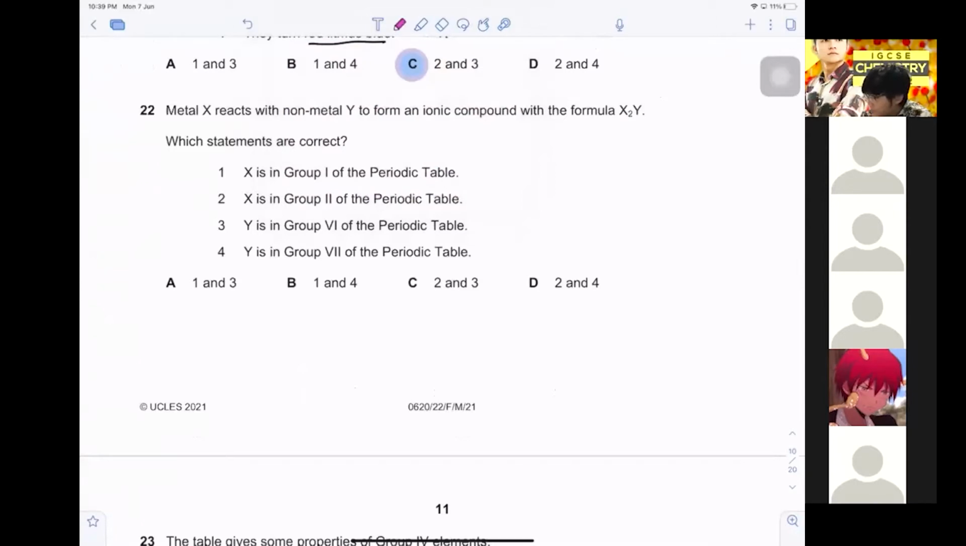Okay, X is group 1. Let's say this is group 1, then Y must be group 7. Or Y must be group 6. A good example is sodium oxide.